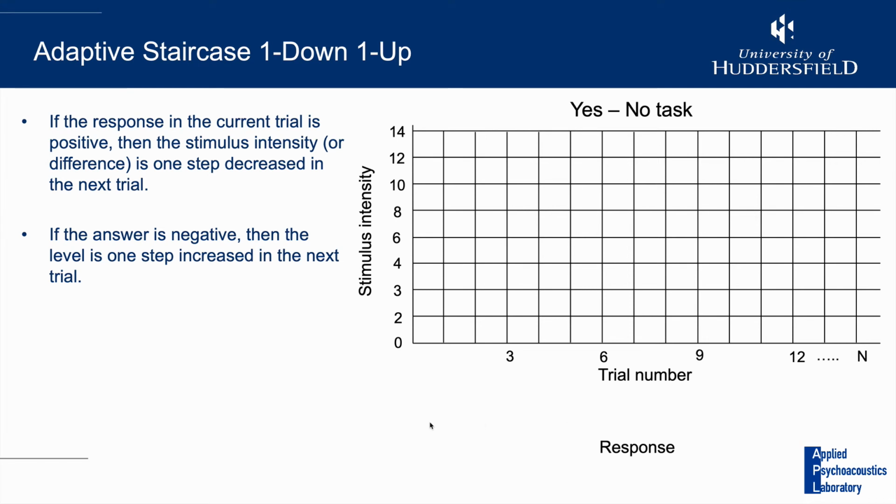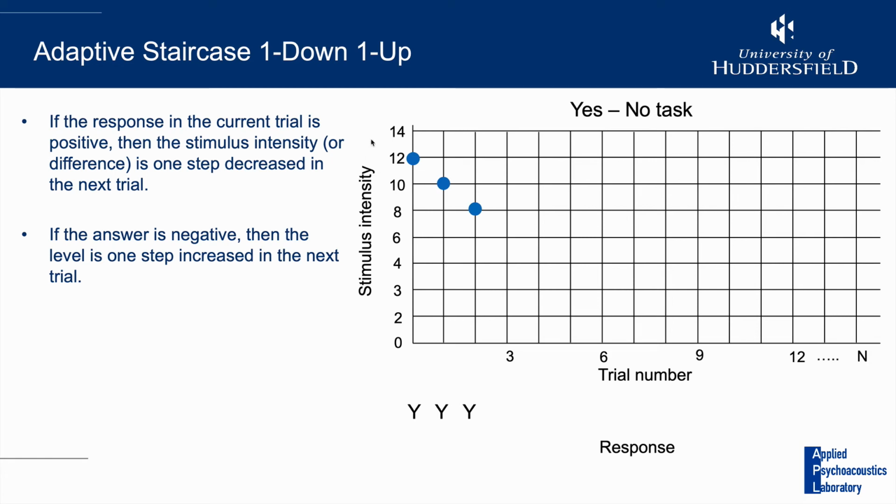The first trial usually starts with a stimulus with the highest intensity. So in this case, we have this stimulus with 12 dB level. And if you heard the signal, if the response was yes, then in the next trial, the level is decreased by 1 step. So in our case, 2 dB is decreased. And if the response is still yes, then we decrease the level by another step. So now it becomes 8 dB.